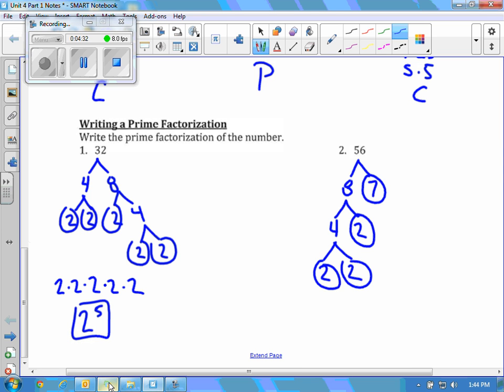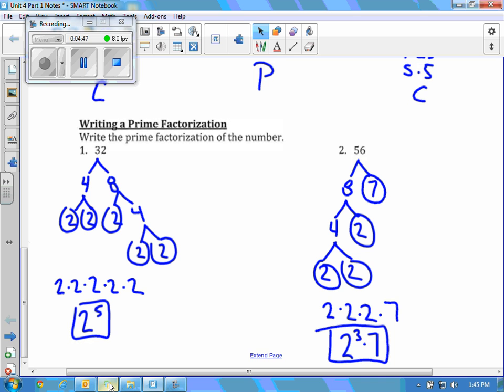Now I'm going to write out the multiplication, again starting with the smallest number. So that's 2 times 2 times 2 times 7. I have 3 2's, so I'm going to write that 2 to the 3rd, times I only have 1 7, so I just write 7. That is the prime factorization for those 2 numbers.